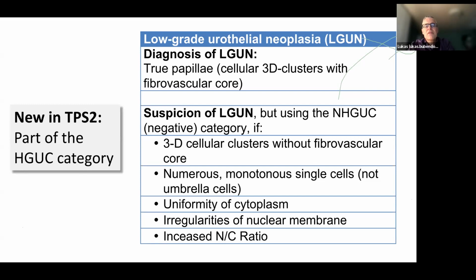So to make the call or the descriptive diagnosis of low-grade urothelial neoplasia, you need true papillae, which are cellular three-dimensional clusters with a fibrovascular core. If you don't have a fibrovascular core, you can still suspect low-grade urothelial neoplasia if you have other features like cellular clusters, monotonous single cells with uniform cytoplasm, mild irregularities of membrane and increased NC ratio. You can always suspect it. But anyway, it's always negative for high grade.